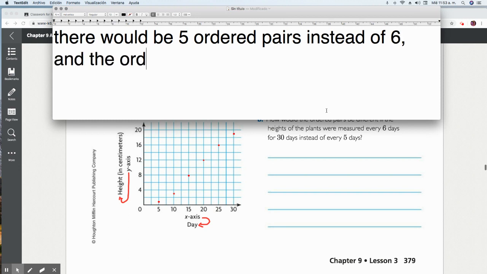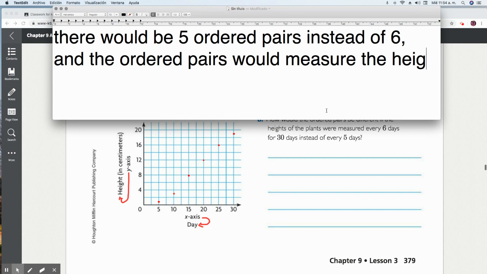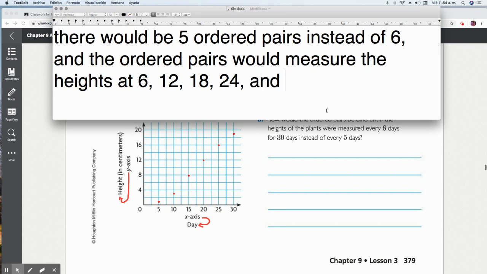And the ordered pairs would measure the heights at 6, comma, 12, comma, 18, comma, 24, comma, and 30 days. Feel free to pause the video right now so that you can copy the answer for letter B for the second example.